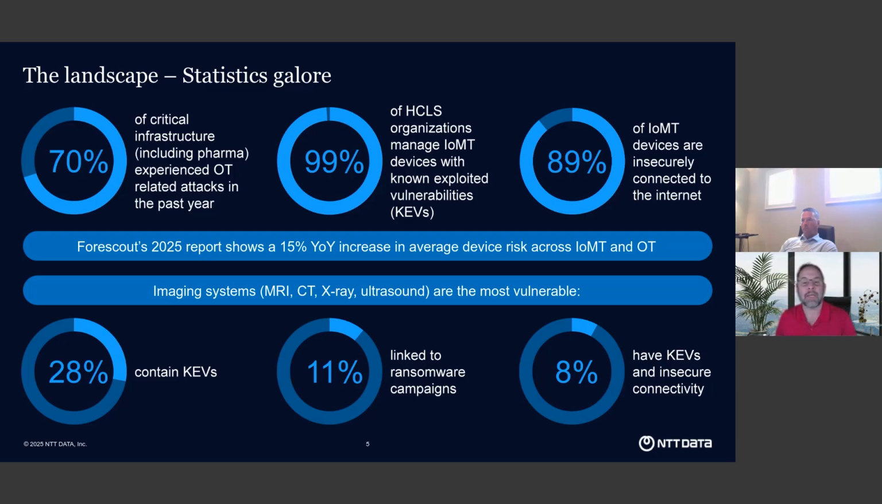And 89% of IoMT devices are insecurely connected to the internet. So effectively what we're saying, let's face it, these devices are computers. They're computers that don't look like computers, but they are computers. So if I came up to you and I said, you've got 89% of a certain type of computer connected directly to the internet, and 99% of you have vulnerabilities in those devices, you would be horrified, right? That would be a terrible, terrible thing. But that's the state that we stand in, or that we sit in right now. These devices have been linked to 11% of ransomware campaigns, 28% of the specific devices. So 99% of organizations have vulnerable devices.